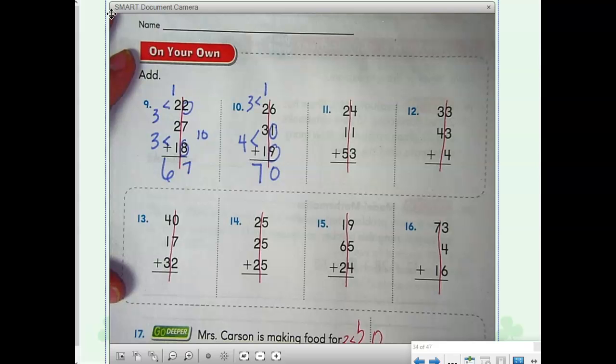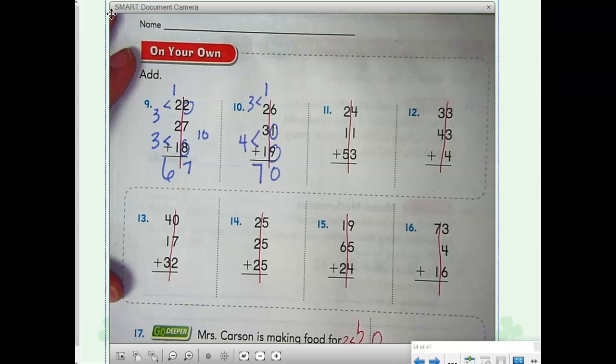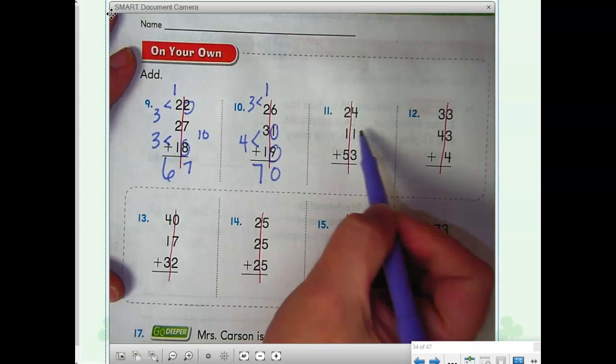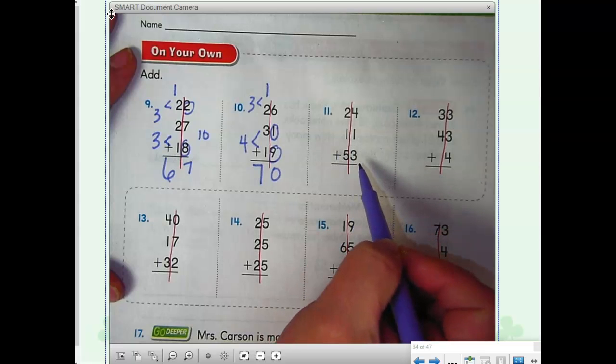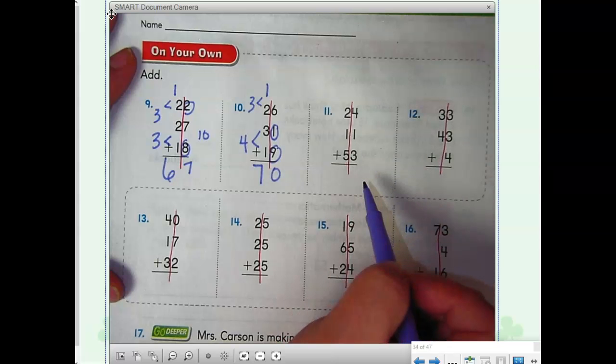All right, now we're going to check your work. We are on page 299, so if you need to pause the video to get your work in the correct place. We're on your own. Okay, we were adding 3 two-digit numbers. So we have 24 plus 11 plus 53. And we are working on the standard form. So we're adding our tens column together and our ones column together.